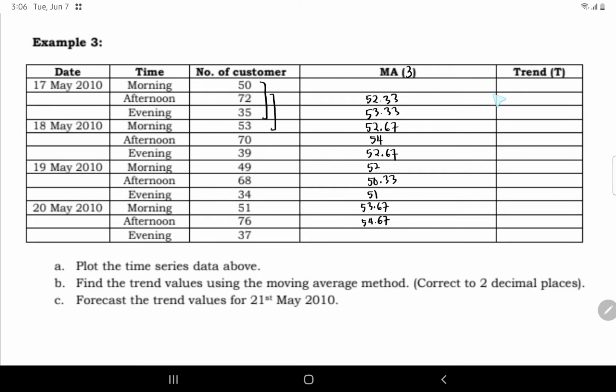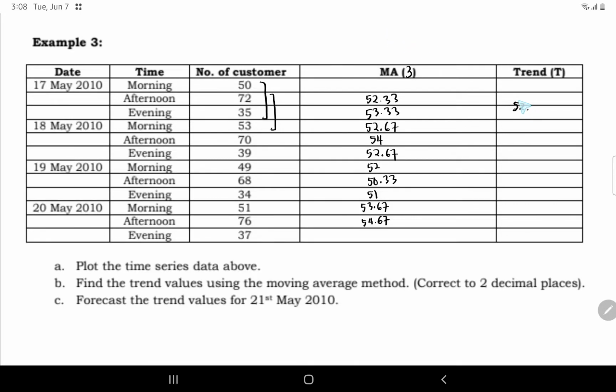Trend, dekat sini kita kena tulis tengah-tengah antara dua ni. So tengah-tengah dekat sini, dekat atas line. So 52.67. Okay, sorry. Untuk yang ni, the trend value is the 3-point moving average itself.